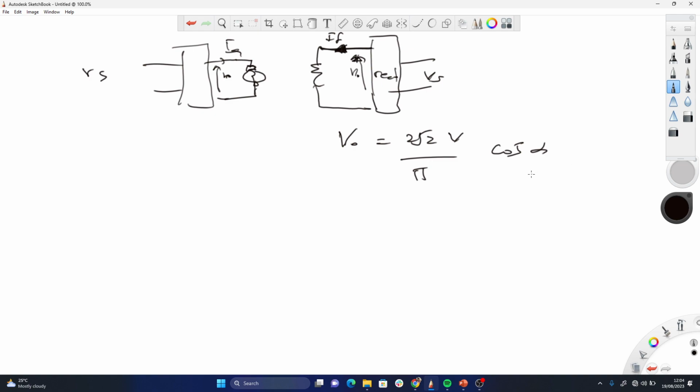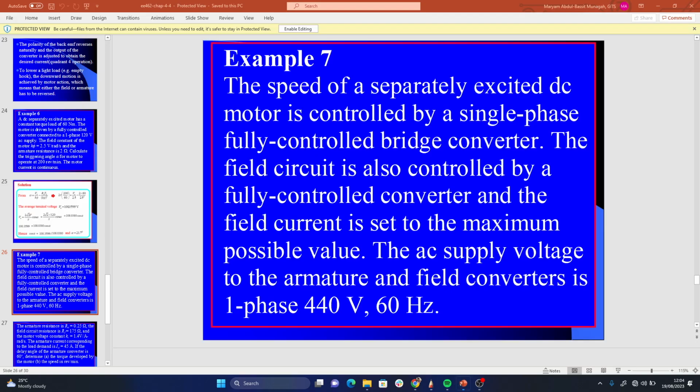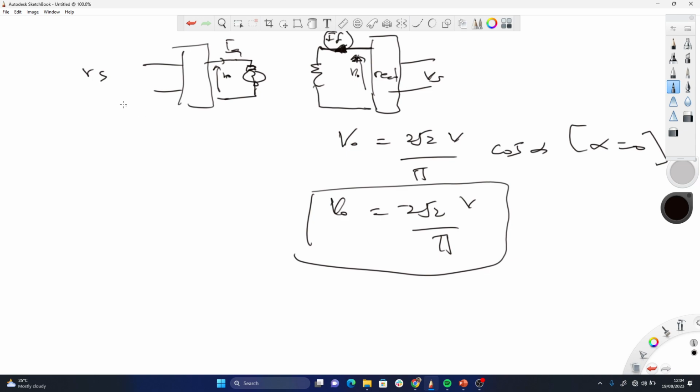So you get V0 to be equal to 2 root 2 V over pi. This is the formula that I'll be using for the rectifier side, because I'm saying that alpha is equal to 0, because they mentioned that the field current is set to maximum. Take note. It's set to the maximum value. So that's the first deduction we can make. Now, the AC supply to the armature and field is 440 volts. So this VS is 440 volts. So the V in the equations I'll be using is 440.